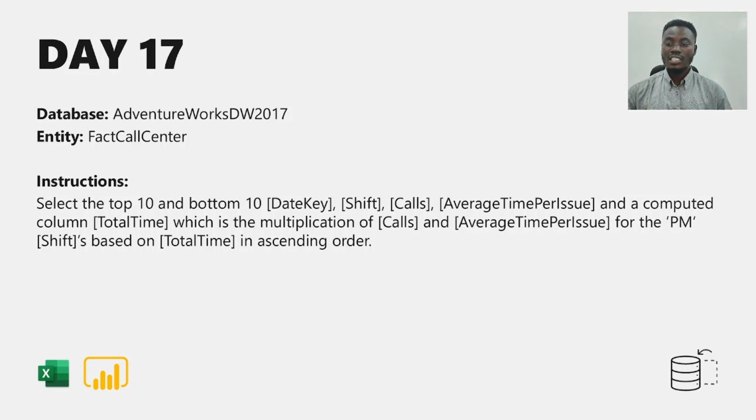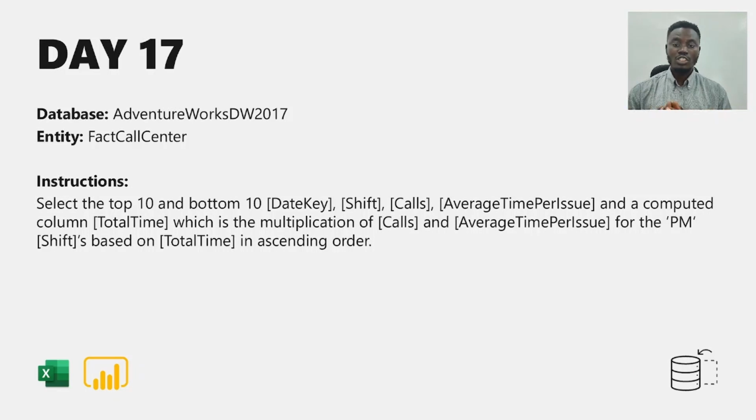And for today's challenge, the instruction is to select the top 10 and bottom 10 date key, shift, calls, average time per issue, and a computed column named total time, which is the multiplication of calls and average time per issue, for the PM shifts based on total time in ascending order.